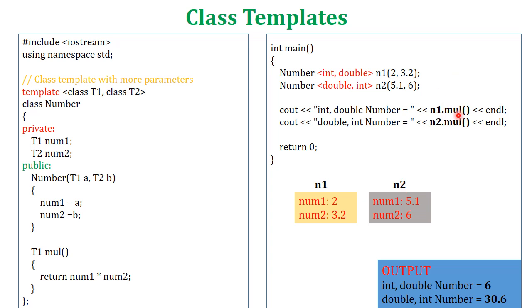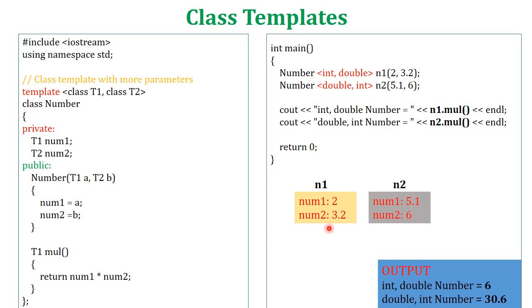Suppose n1 dot multiplication. Now n1 dot multiplication means number one value. See here in n1, what is the number one value? 2. The number 2 value is 3.2. Both are multiplied, but the return type is integer. So now the result is 6.